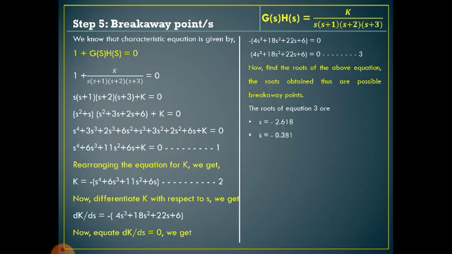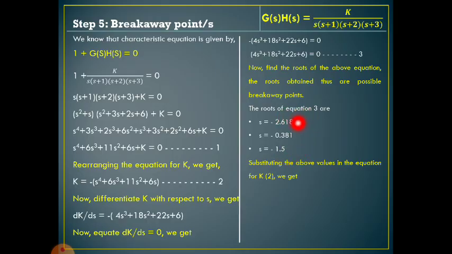are minus 2.618, minus 0.381, and minus 1.5. So the dk by ds is equal to 0 equation has 3 roots, minus 2.618, minus 0.381, and minus 1.5. Now these are the possible breakaway points. I am saying possible because these are not checked for their validity.